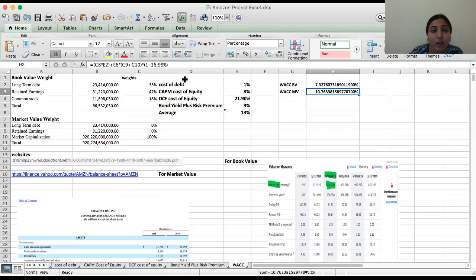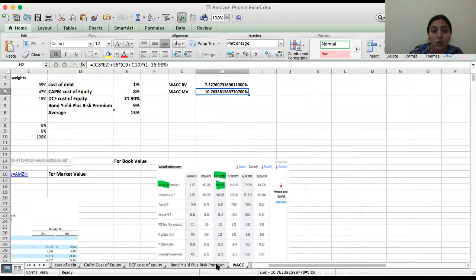As you can see on the screen, I know it's a little complicated and tricky, but once you start applying it, it becomes easy. So now, moving on to my last slide, that is the cash flow estimation.